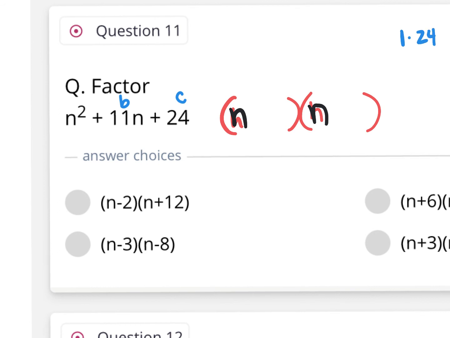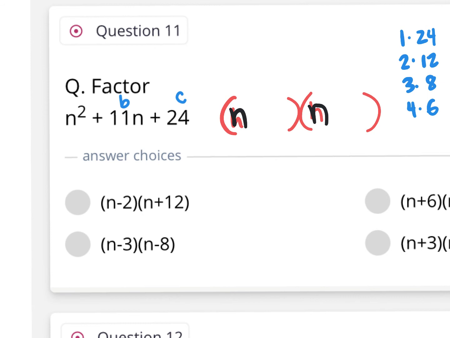1 times 24. 2 times something is 24. And if you're struggling, get a calculator and divide 24 by 2, and that'll be 12. Try 3. 24 divided by 3 is 8. Try 4. 24 divided by 6 is 4. So that's how you could get your list. Now, obviously, 5 won't work. And if you go 6, you're already back to 6 times 4.